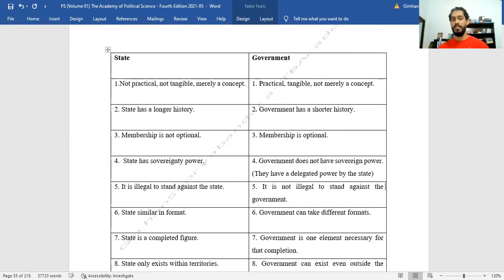But if you go in front of the president's place and you set fire to a national flag, that means you are attacking the state of Sri Lanka. Then you are going to be arrested for treason, okay? So it is illegal to stand against the state. You can't stand against Sri Lanka, but you can stand against the Sri Lankan government. Okay, not a problem. It's perfectly legal. So much so, some people do that as their profession.